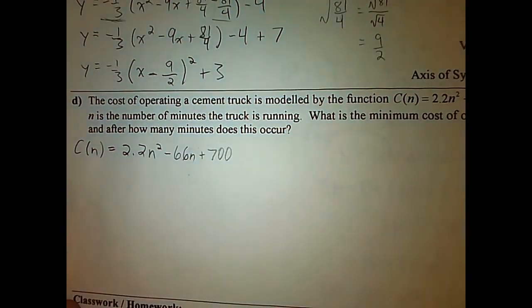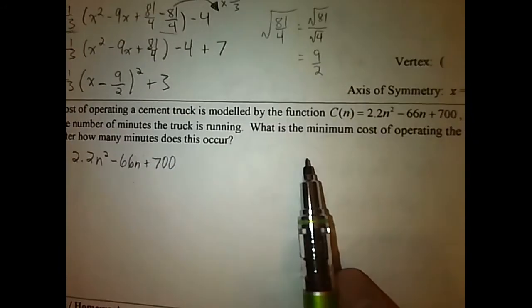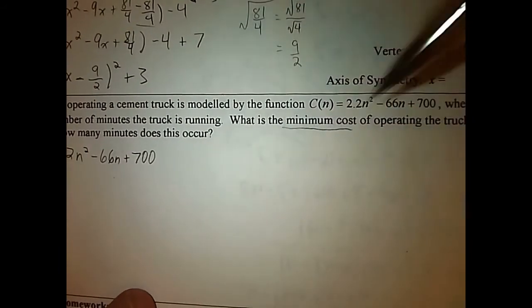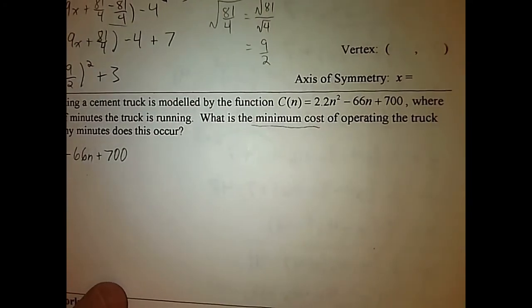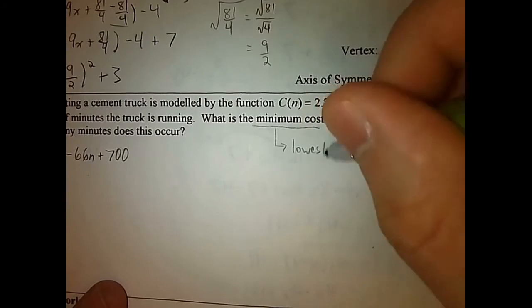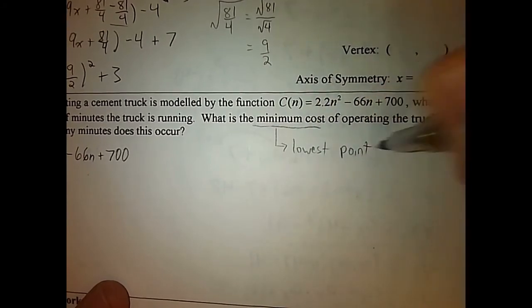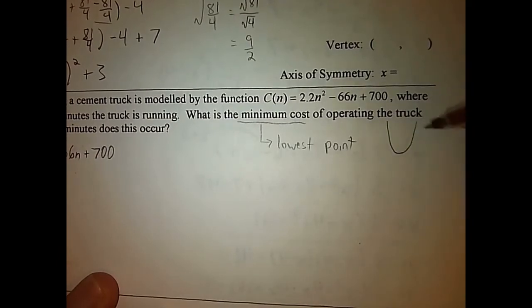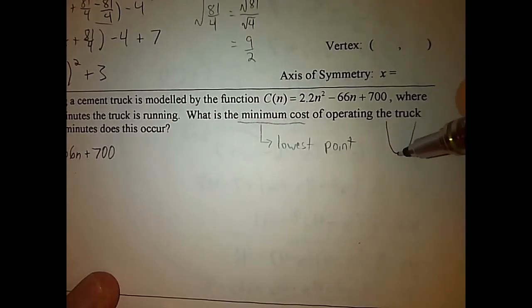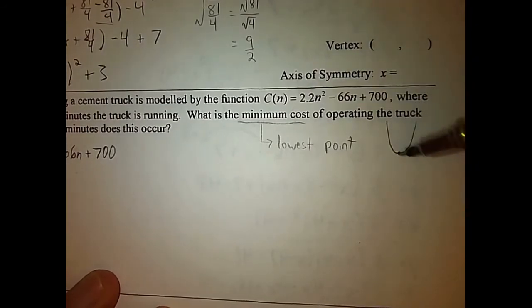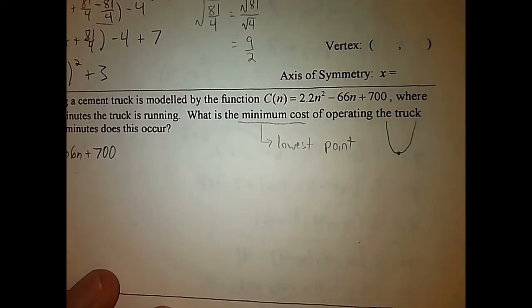Okay. So, the first part says, what is the minimum cost of operating the truck? As soon as I see the word minimum, what does that tell me? Well, the minimum has to be, on a graph, the lowest point. Remember, if I have a parabola, the minimum is the lowest point. And look at my equation, it's a quadratic, it's positive, so it's going to be going down like this. And this is the minimum, the lowest point.